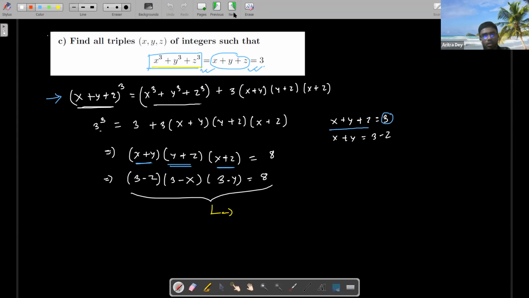Yes, there are some other approaches, like using induction and taking some other parameters. That's a different thing.